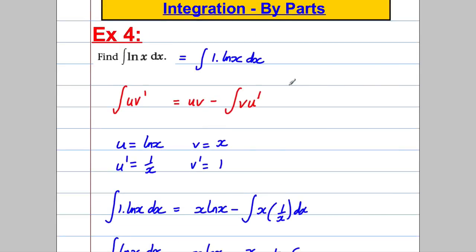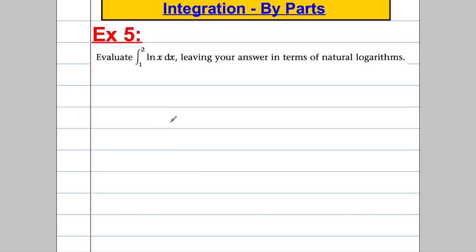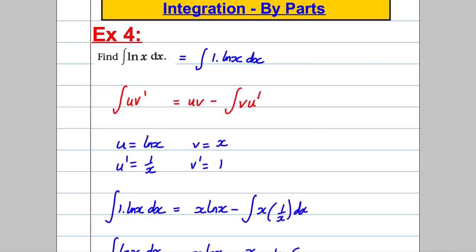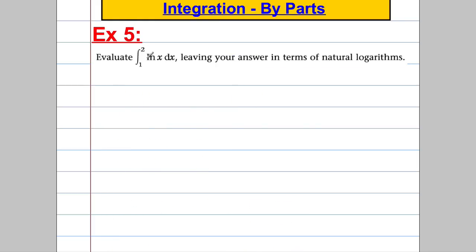And we're done here. Now I'm going to move on to this example here. This is almost identical apart from we've got limits. So here we've got limits in our answer. Now we can do the exact same thing. We're going to integrate that by parts.